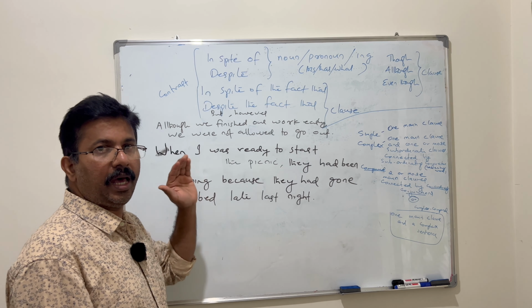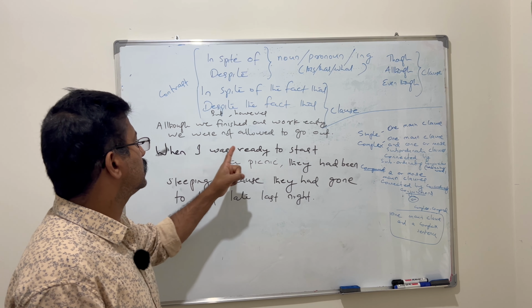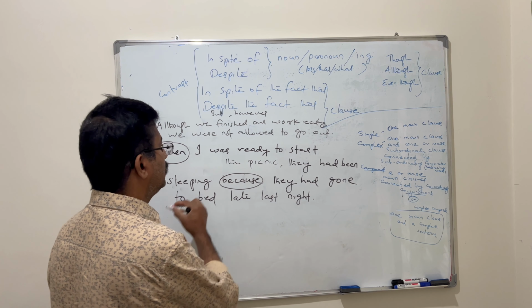I have written another example on the board for a complex sentence. Look at this. When I was ready to start the picnic, comma, they had been sleeping because they had gone to bed late last night. Of course, this is a lengthy sentence. How could it be an example for a complex sentence? Look at this. There is "when" here, there is "because" here.